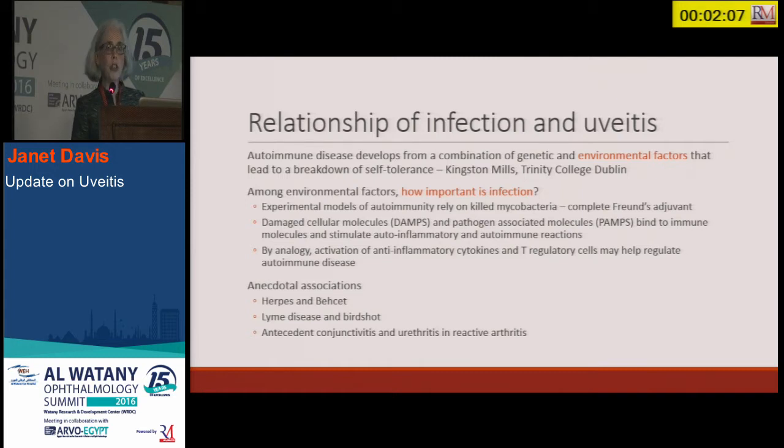The relationship of infection and uveitis is very interesting. It's something that has not really ever been discarded by uveitis specialists, thinking that there may be infection at the basis of many types of uveitis. This may relate to tissue damage or actual peptides and molecules that are associated with the infections that set off the inflammation. And anecdotal associations have been noted before with herpes and Behçet, Lyme disease and Behçet, and then there's this antecedent conjunctivitis and urethritis and reactive arthritis, which has long been known.